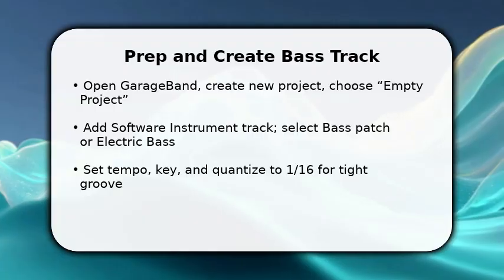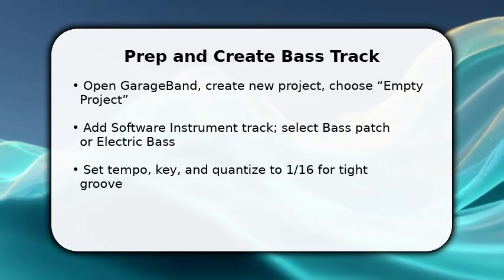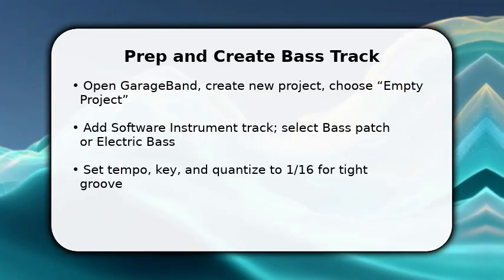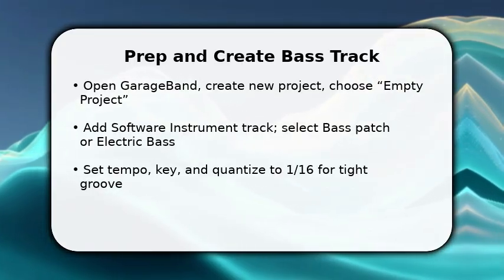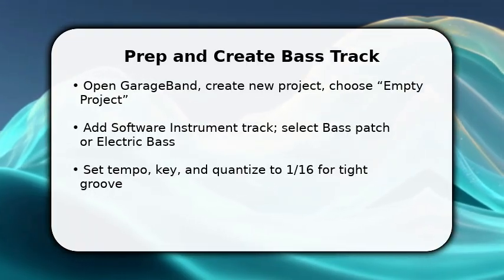You start by opening GarageBand and making a new empty project so you control every element. Add a software instrument track and pick a bass patch, electric bass for punch, synth bass for sub. Set the tempo and key to match the song. This keeps MIDI notes aligned.